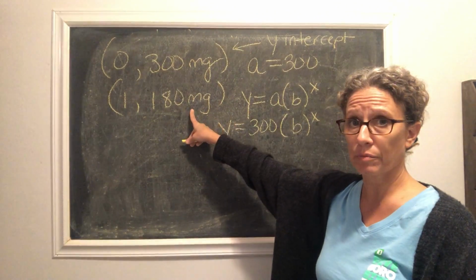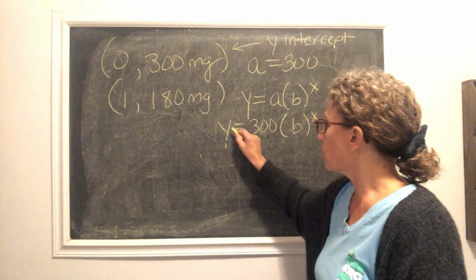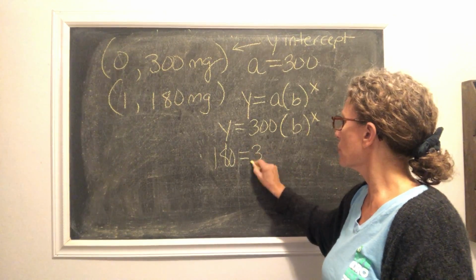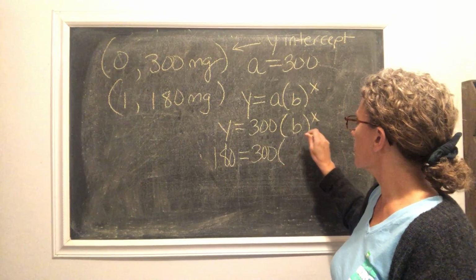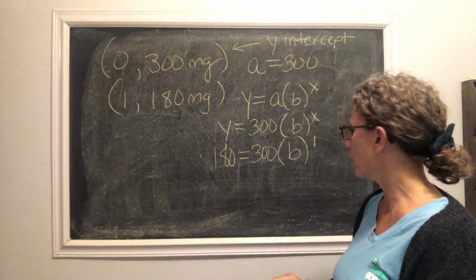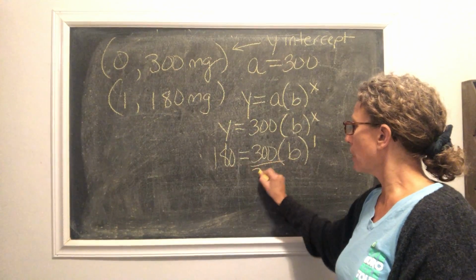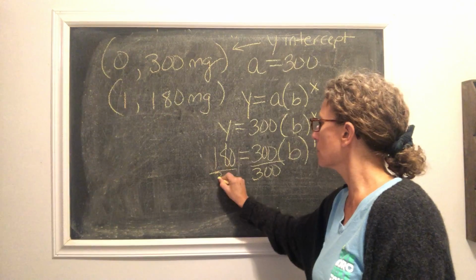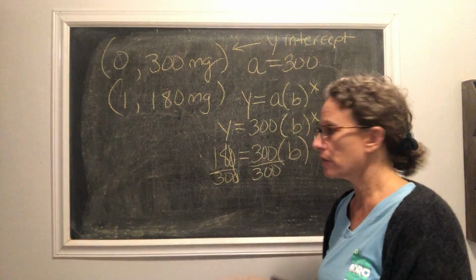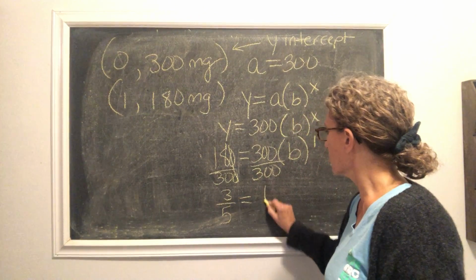But luckily I have another point. So 180, I use my y value: 180 equals 300 times b to the first power, which is my x value. b to the first power is just b, so I divide both sides by 300. Reduce this fraction. 6 divides into both 180 and 300. So 3/5 equals b.